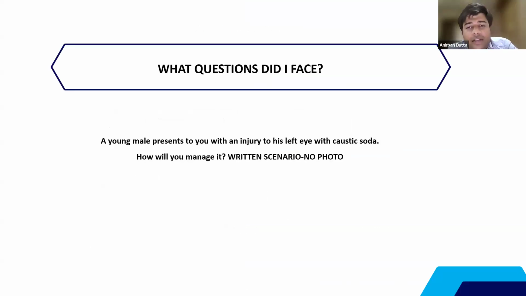So what questions did I face in my Viva? This is the last part, and I will be wrapping up. I was given a written scenario which just said a young male presents to you with an injury to his left eye with caustic soda. How will you manage it? So, would anyone like to answer this question after the class? Would anyone like to practice?